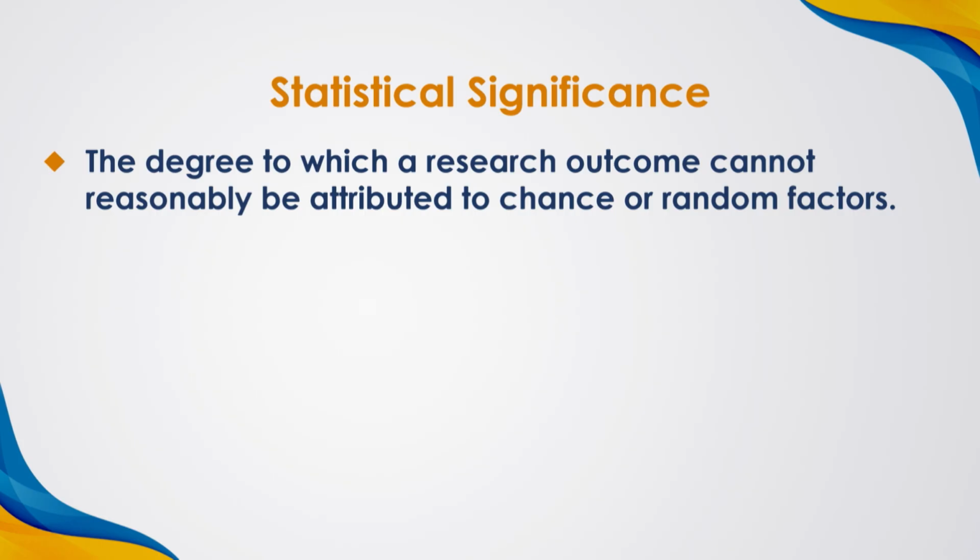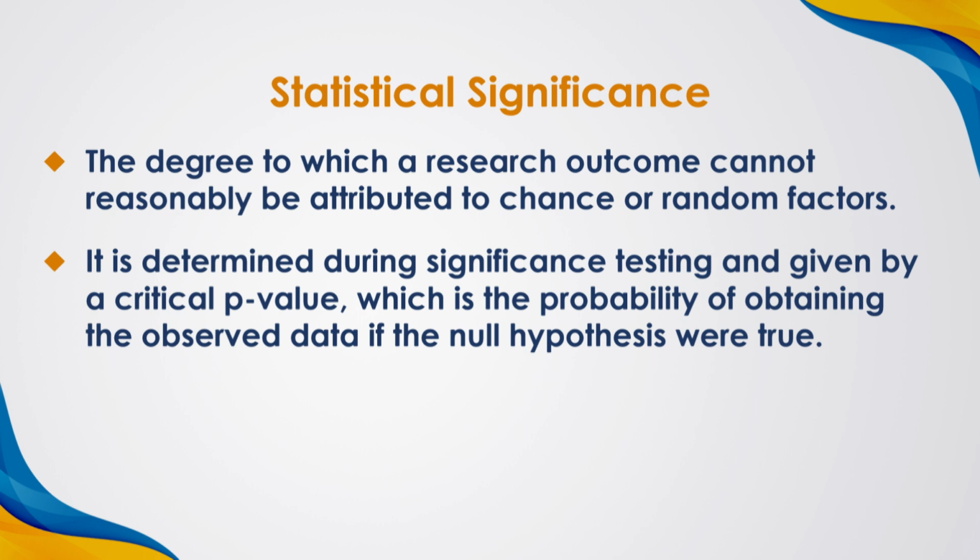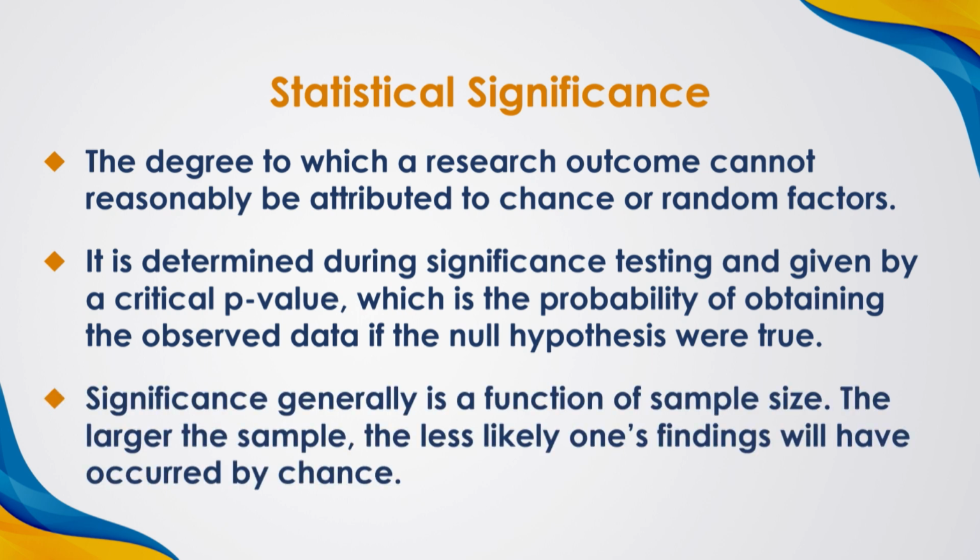Statistical significance is the degree to which a research outcome cannot reasonably be attributed to chance or random factors. It is determined during significance testing and given by a critical p-value, which is the probability of obtaining the observed data if the null hypothesis were true. Significance generally is a function of sample size. The larger the sample, the less likely one's findings will have occurred by chance.